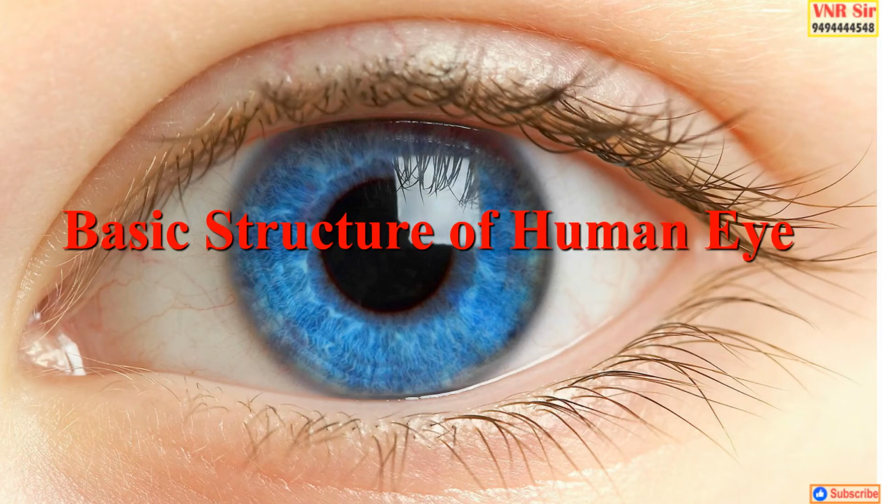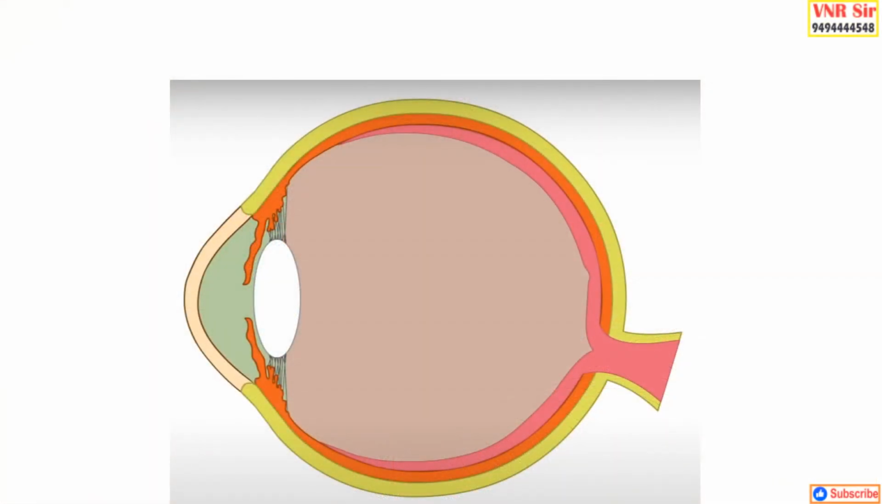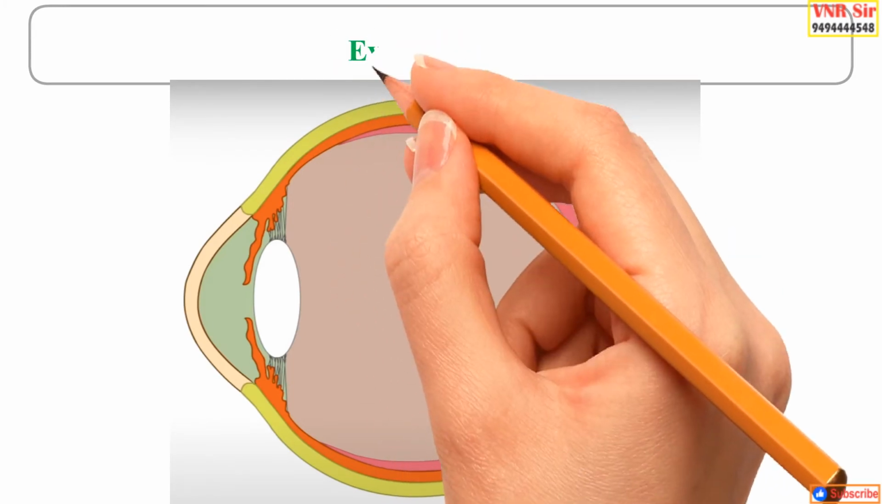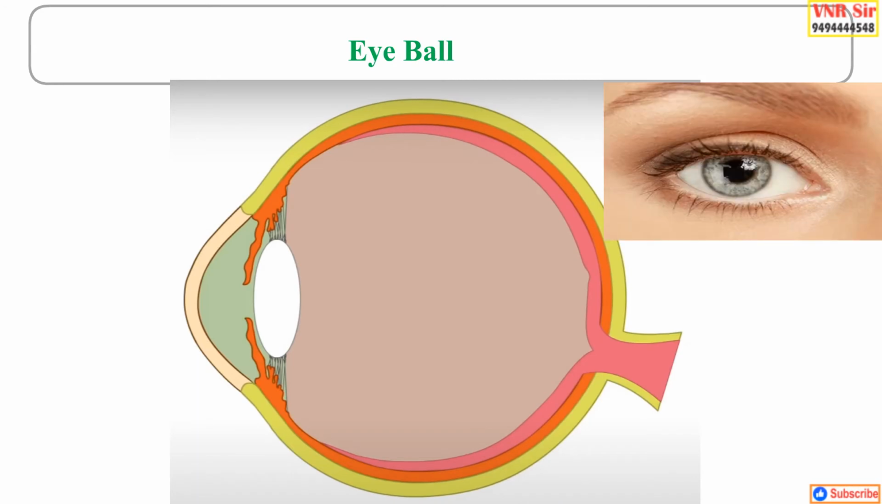Let us discuss the basic structure of our eye. Our eye looks like a ball, a spherical ball, so it is known as the eyeball. It is bulged at the front part of the eye.